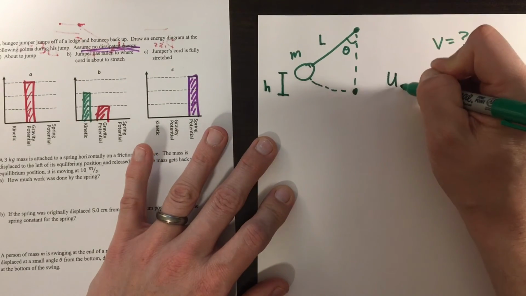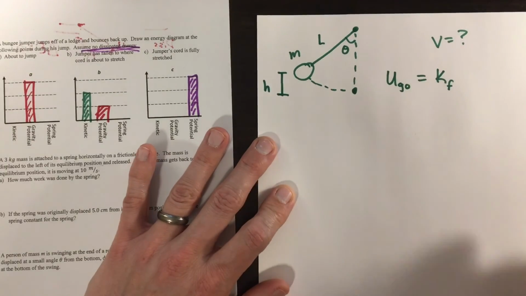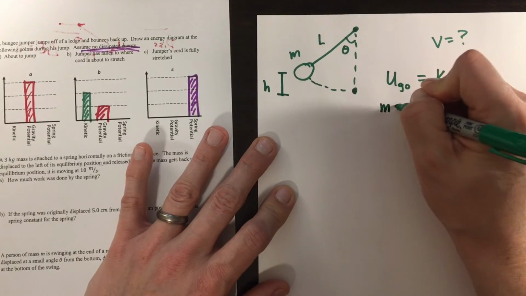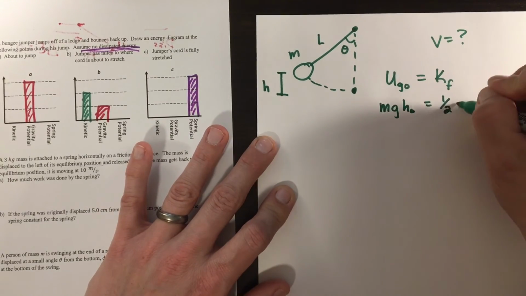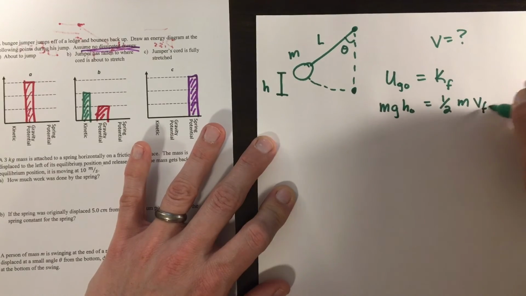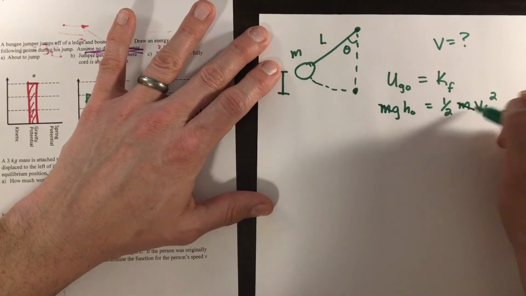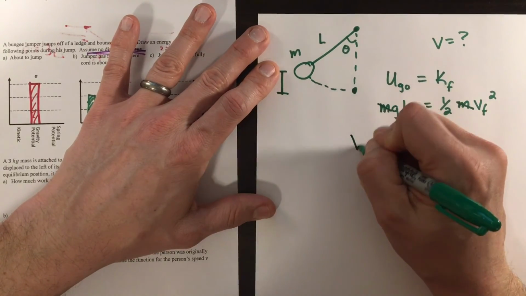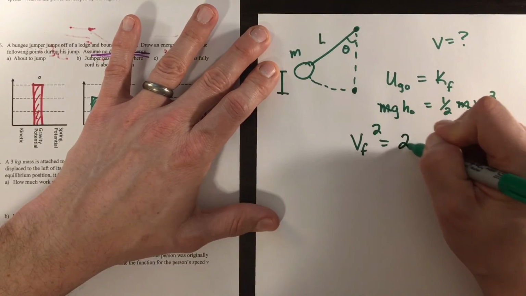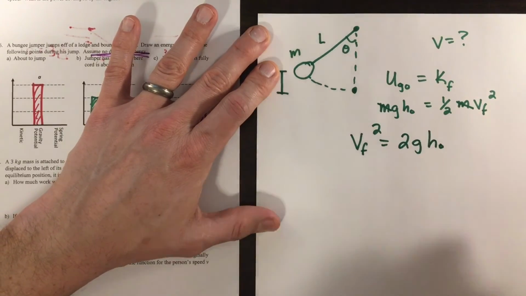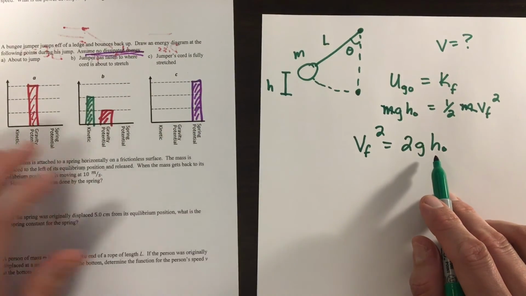So we have gravitational potential initially, and that's going to be equal to my final kinetic energy. All right, so mass times gravity times the initial height is going to be equal to 1/2 times mass times the final speed squared. Rearranging this equation, the mass actually will cancel, all right? And then the final velocity squared will be equal to, bring this 2 to the other side to get 2g, and then the initial height. Okay, so now g, I know, that's going to be 9.8. But the initial height, what's the initial height?